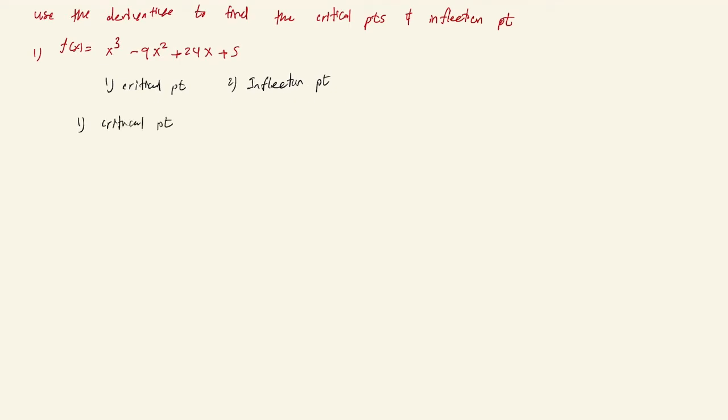So remember, a critical point is where the first derivative of our function is 0, or where it's undefined. So let's take the derivative. The derivative is going to be 3x squared minus 9 multiplied by 2x plus 24.